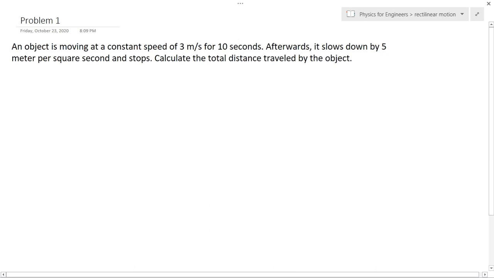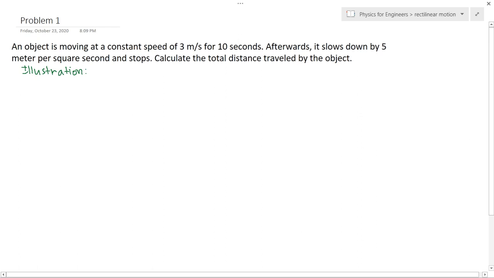Let's say we have problem 1. An object is moving at a constant speed of 3 meters per second for 10 seconds. Afterward, it slows down by 5 meters per square second and stops. Calculate the total distance traveled by the object. So to attack a certain problem the right way, we need to have an illustration first. So let's illustrate.